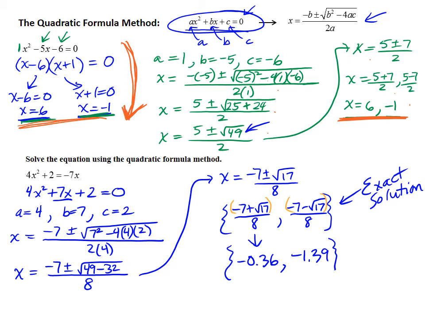Now, checking, we can either check with the exact values, which means we need to do quite a bit of calculation by hand with square roots, plugging them back in, or a quick way to do it is to use these approximate values. I'll give you an example of that. So if I put negative 1.39 into the original equation, I would have 4 times negative 1.39 squared plus 2, and on the other side I'd have negative 7 times negative 1.39.